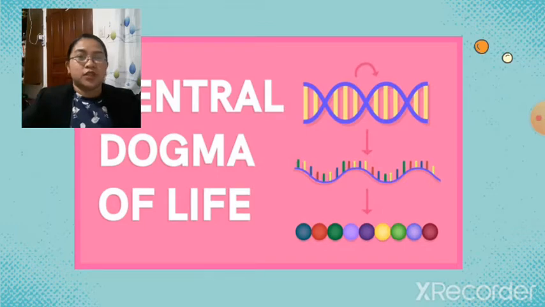So about the central dogma of life, DNA dictates the structure of mRNA in a process known as transcription, and RNA dictates the structure of protein in a process known as translation. So this is known as the central dogma of life, which holds true for all organisms.